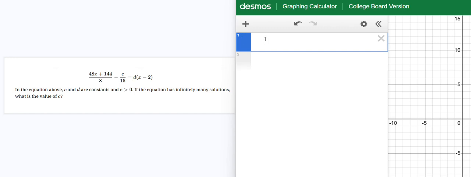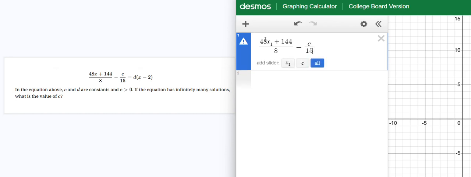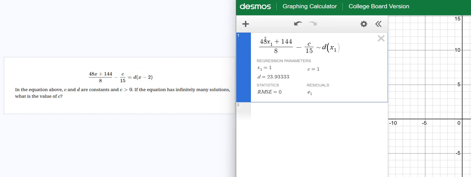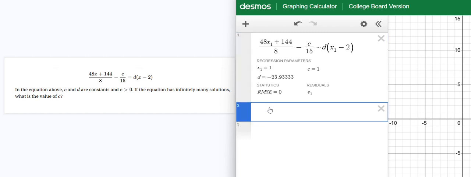Let me show you. You do the fractional bar first. You go 48, x1 of course, plus 144, over 8, minus c over 15. Then you go tilde d, open parentheses, x1 minus 2, close your parentheses. And as we said before, the d is the coefficient of x, so 48 over 8 is 6. So you go d is equal to 6.